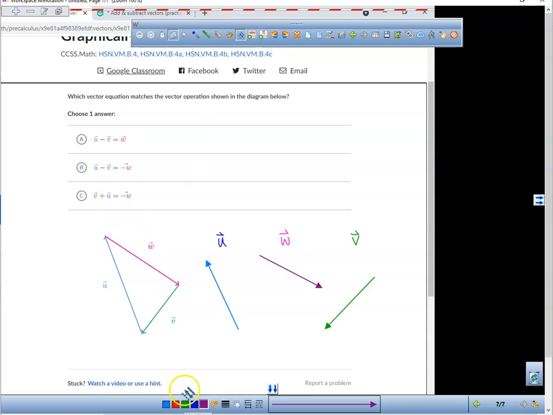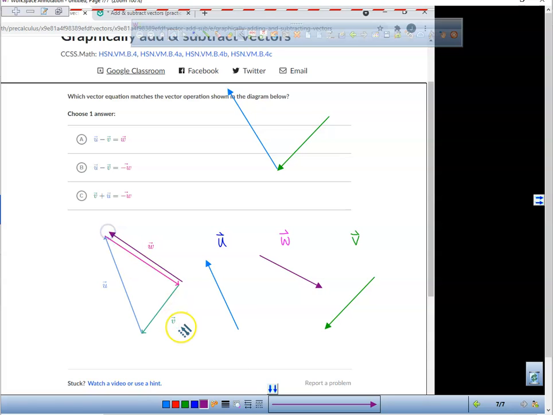Let's try the last one. Man, I hope it's right. V goes what? Down and to the right. U goes what direction? Up and to the left. Which looks kind of like that. Okay. And what does a negative W look like? If this is a positive W, what's a negative W? That's a negative W. Hey, would that work? Yeah, so that's why I'm going to choose answer choice C.